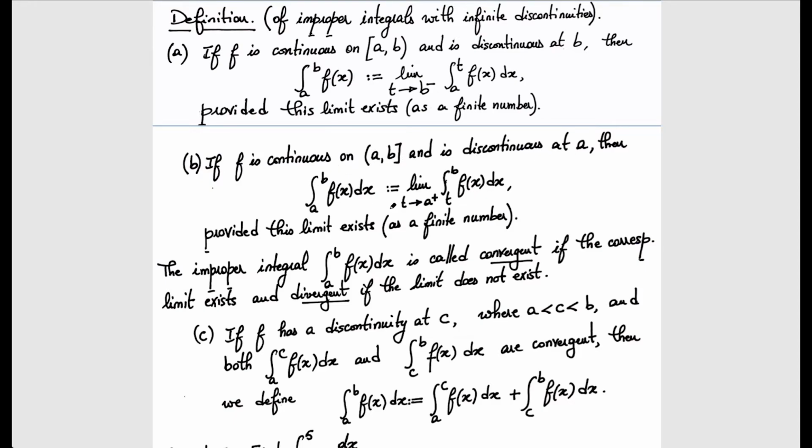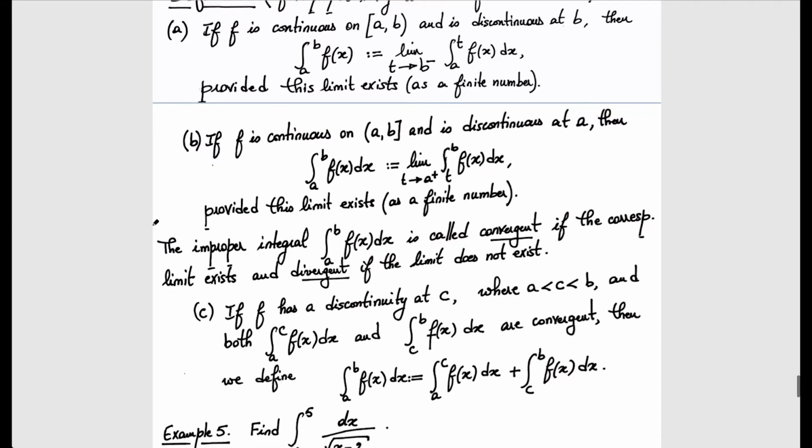So we're going to do the same game. Now we're going to approach a from the right, and we're going to discuss the integral from t to b of f of x dx. Provided this limit exists as a finite number, we're going to define it to be this improper integral. And as usual, if the corresponding limit is convergent, then the improper integral is going to be called convergent. Otherwise, it's going to be called divergent, so if the corresponding limit doesn't exist as a finite number, we call it divergent.